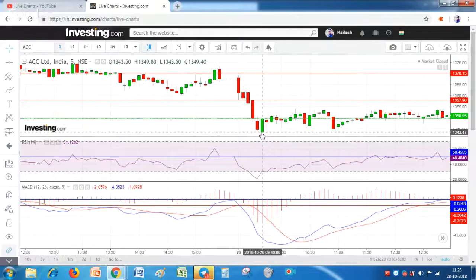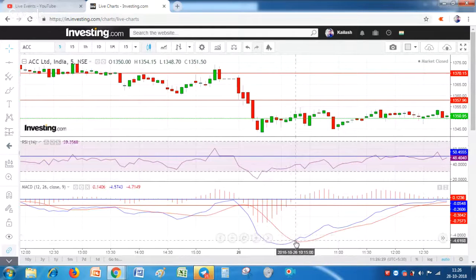Here we should exit, because RSI has given us an indication that the stock can go higher. Or we could wait for some more time and let the confirmation come from MACD also. You could see at this level there is a bullish crossover on the MACD indicator. The blue line has crossed above the red line. So this is a clear indication that the stock can go higher.